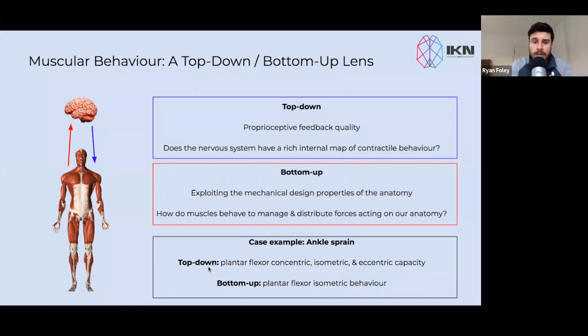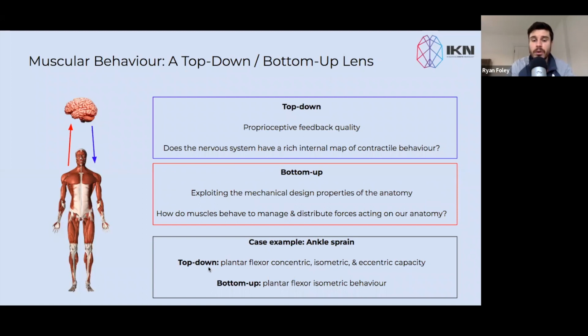Okay. So essentially we have two lenses through which we can view muscle behavior. Okay. Firstly, we can look at the proprioceptive feedback, the sensory feedback from a particular muscle to give the central nervous system a more rich internal representation or internal map of the anatomy.